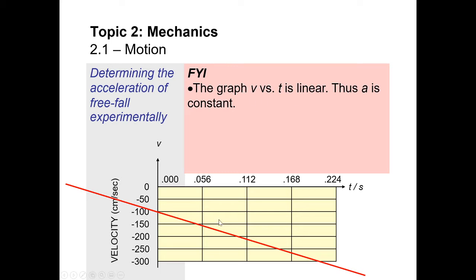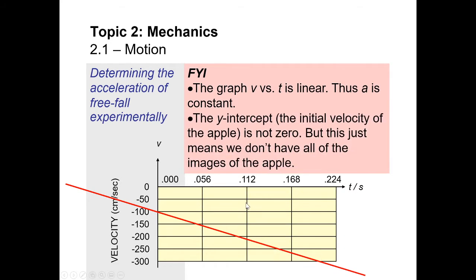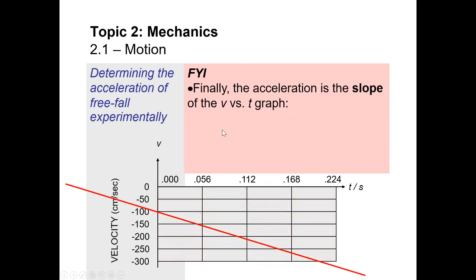So we see that the graph of velocity versus time is linear, and acceleration is the slope of the velocity-time graph. This is a very important consequence. Okay, so let's keep going for a second. Acceleration is the slope of this graph.